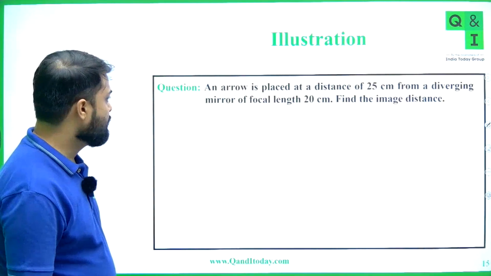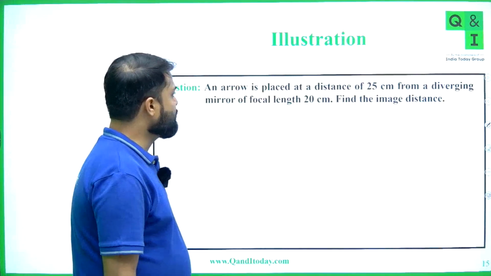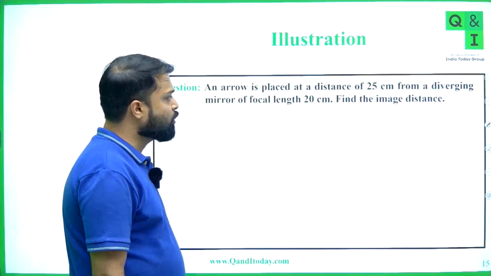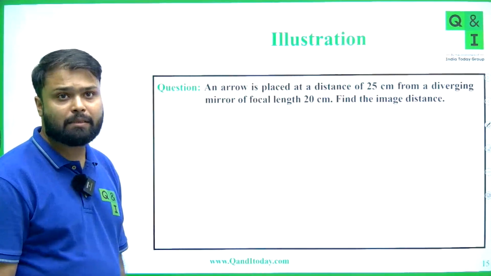Okay. Next question. An arrow is placed at a distance of 25 centimeter from a diverging mirror of focal length 20 centimeter. Find the image distance.